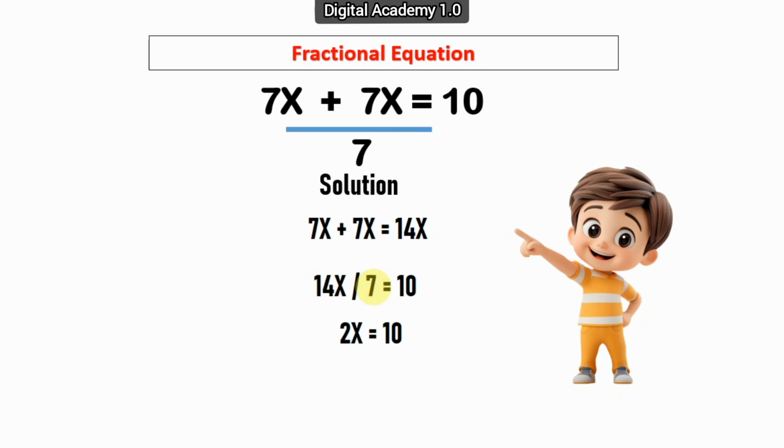Step 3. Solve for x. x equals 10 divided by 2 is equal to 5. Final answer. x equals 5.